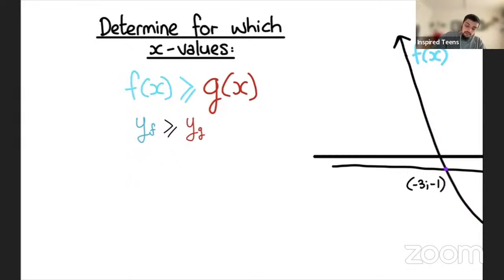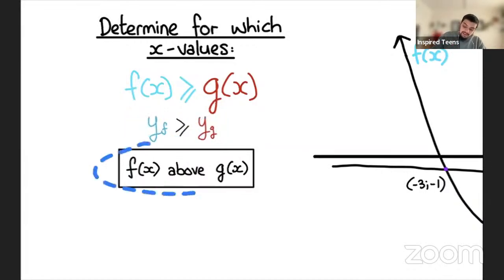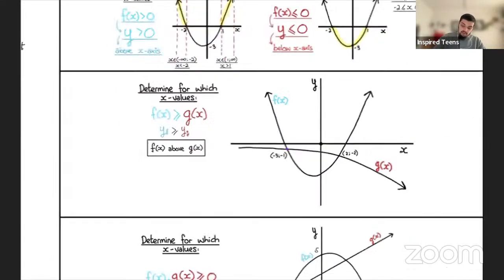It means that f of x is above g of x. This is very important for us to understand. f of x being greater than or equal to g of x, because it's y values, right? We're not saying x being greater than x. It's the y values of f being greater than the y values of g, which means that f of x is above g of x.